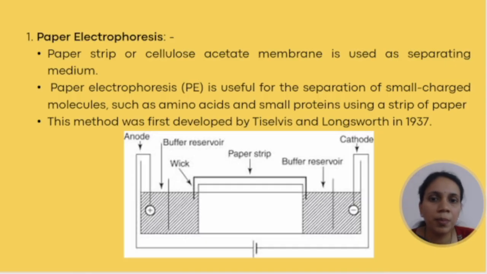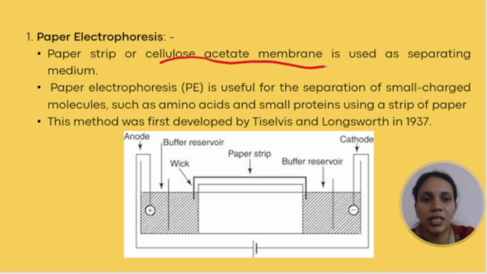In this particular method, we use paper strip or cellulose acetate membrane as a supporting medium. This method is used for separation of small charged molecules like amino acids and proteins, using the paper strip. So these are some of the methods which are used.